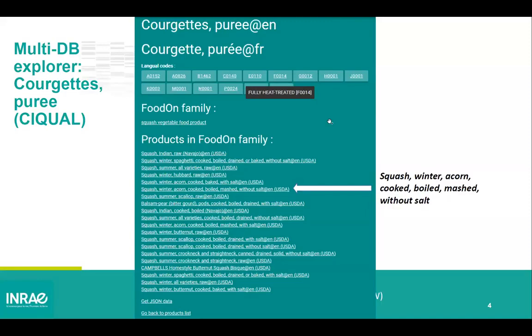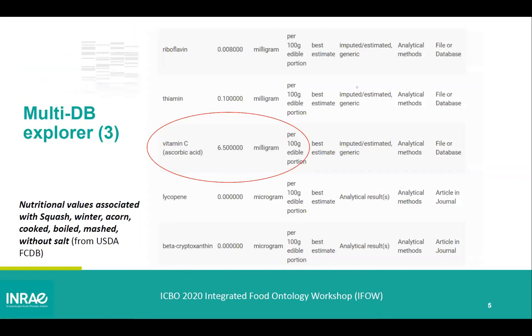Here we suppose that we have a missing information in the SQL database, for instance, about vitamin C. And what you will see is that thanks to the algorithm we have developed first, we could put this courgette purée in the FoodOn family squash vegetable food product, in which you can also see that other foods coming from USDA have also been put. For instance, if we click on the squash, winter corn cooked, boiled, mashed without salt, then you come to the screen, and here you can find the detailed nutritional composition of this food. And here we have the value for vitamin C, which is 6.5 milligram per 100 gram.